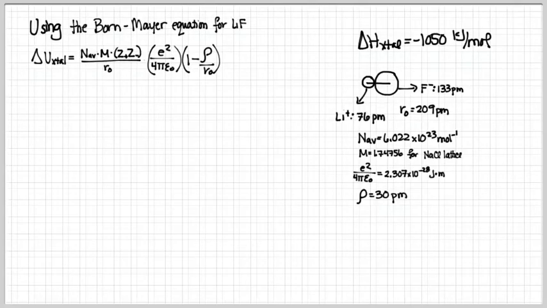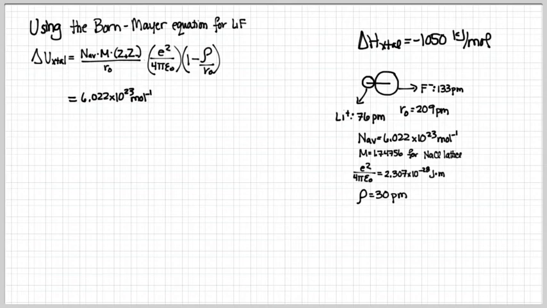So here we're going to calculate the lattice energy using the Born-Mayer equation for lithium fluoride. So here we have the Born-Mayer equation, and to get started, we're going to start here with Avogadro's number, 6.022 times 10 to the 23rd per mole. This is here to make sure our answer comes out in joules per mole.